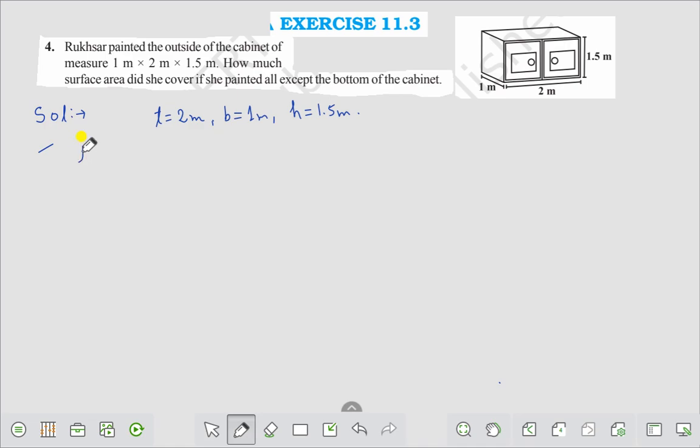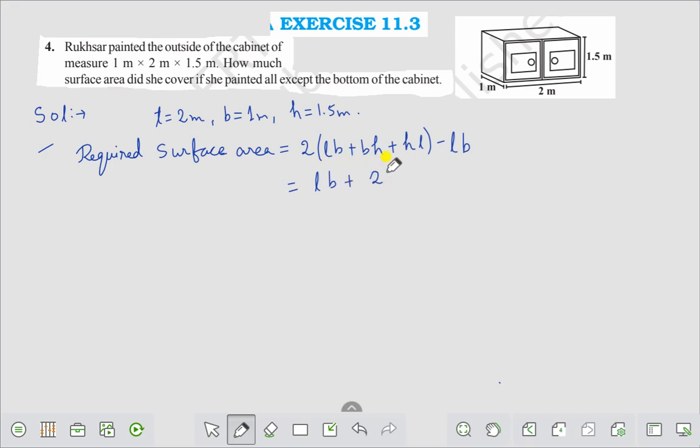The required surface area is equal to 2 into length into breadth plus breadth into height plus height into length, minus this bottom, that is minus L into B. That is, we are getting 2LB minus LB, that is LB, length into breadth, plus 2 into BH plus HL. This is the required surface area, right?